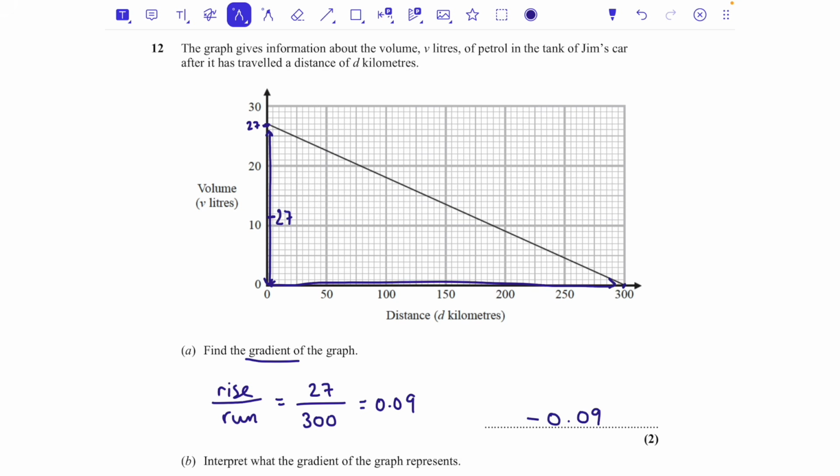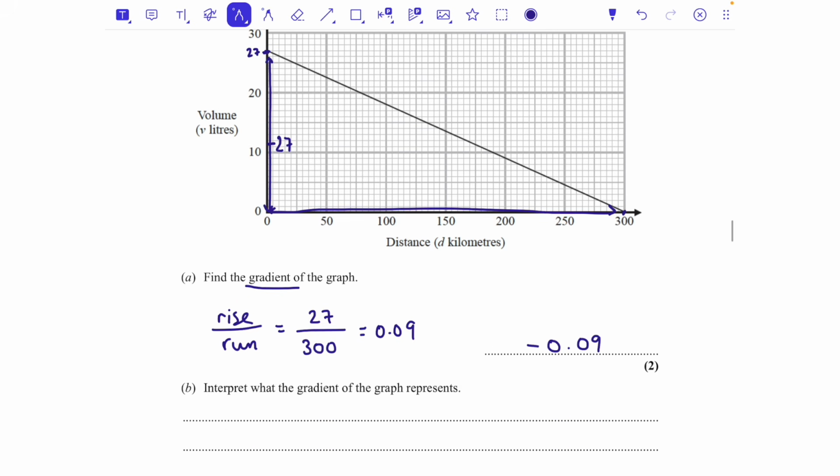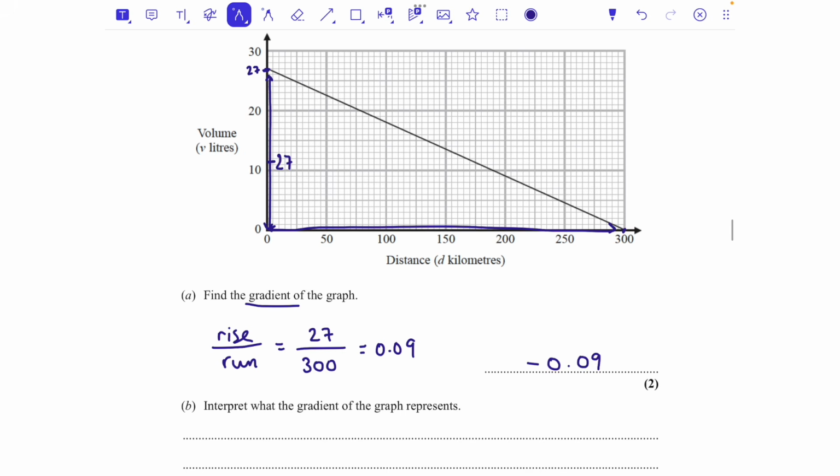That is the gradient. Now, what does that mean? It says interpret what the gradient of that graph represents. For every one across, the volume is coming down by 0.09. That's what the gradient means, okay? So some students wrote on, it wasn't this one I was marking, it was a different one I was marking, and they wrote how steep the graph is. Yes, that's what gradient is, but we're talking specifically about what is going on here. The fact that every kilometre, every one across, it goes down by 0.09.